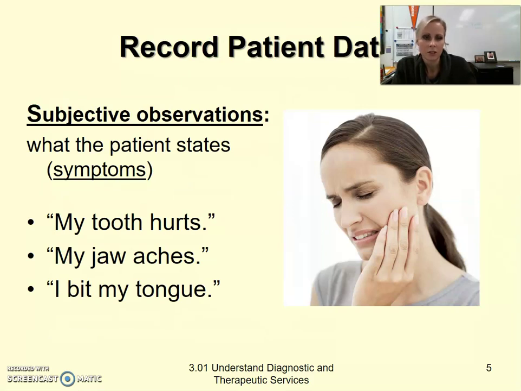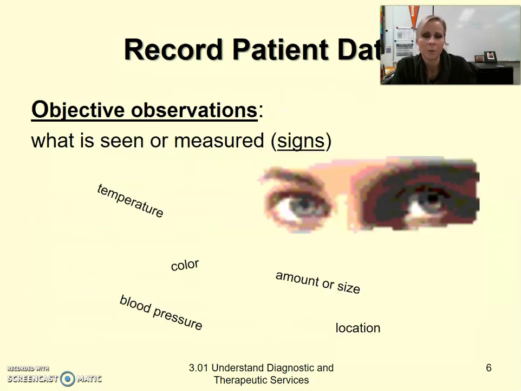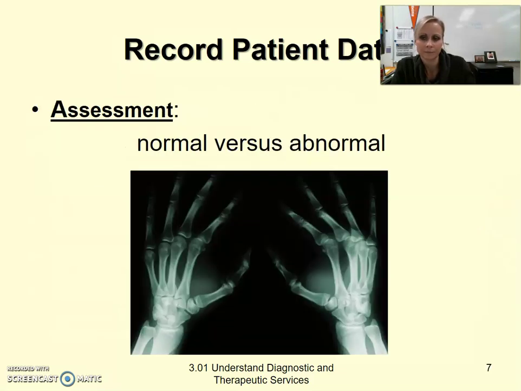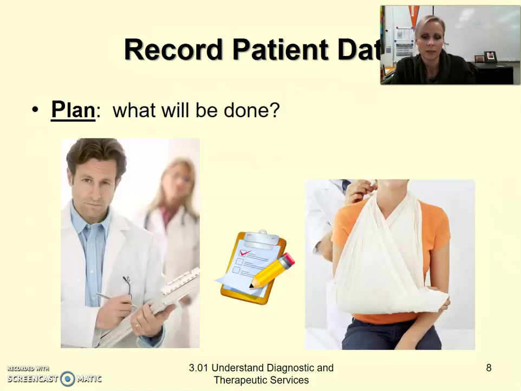Again, subjective, this is just review. My tooth hurts, my jaw aches, my tongue hurts, I bit my tongue. I feel like I'm swelling. I feel fat today. Just all this stuff. These are subjective. Objective again is measurable. We use our senses for it. Assessment again, normal versus abnormal, and then plan. What are we going to do? What's our plan?